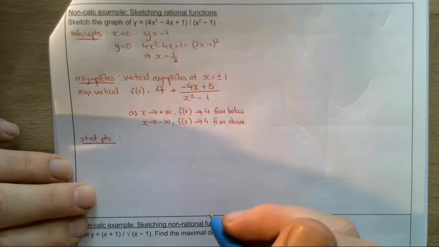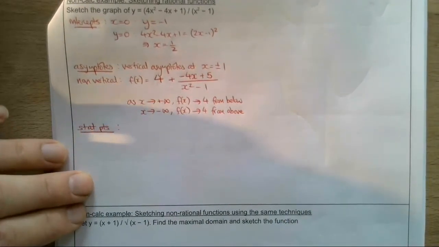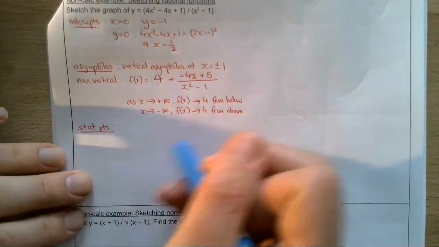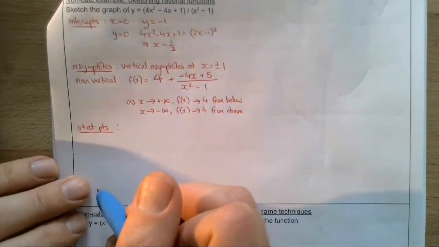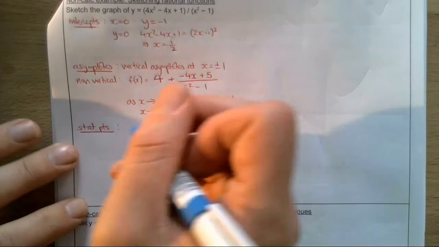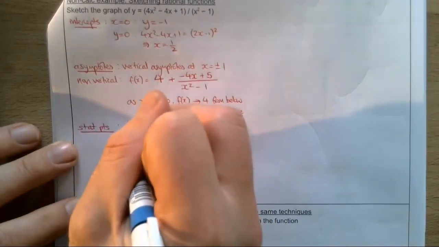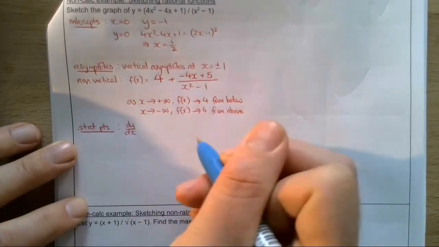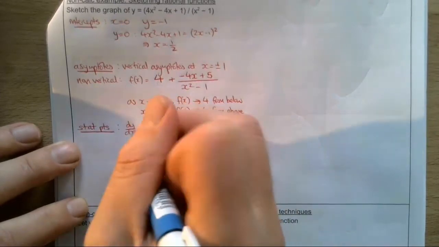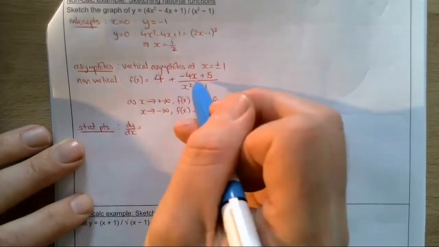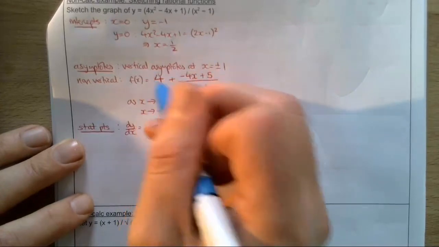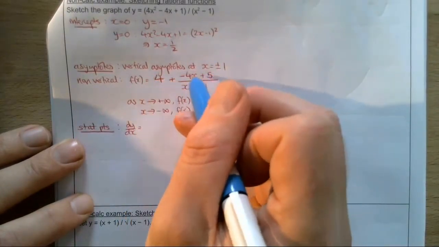We're going to do differentiation in order to find stationary points and points of inflection. So stationary points first. To work out dy by dx, I'm going to use the quotient rule. I'm going to use my split form of f of x here because the 4 is out of the way, and I've got a simplified fraction.